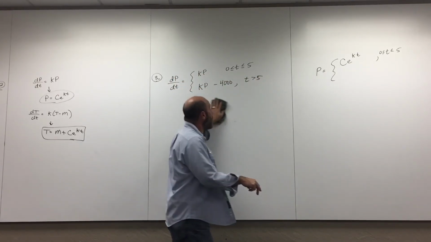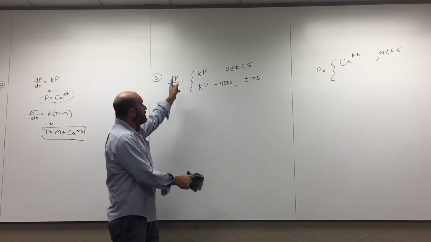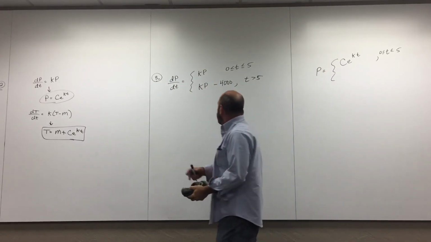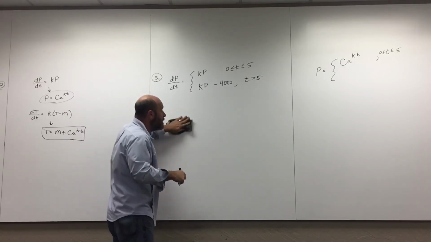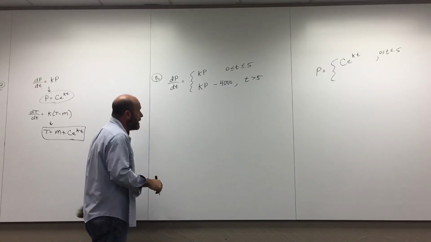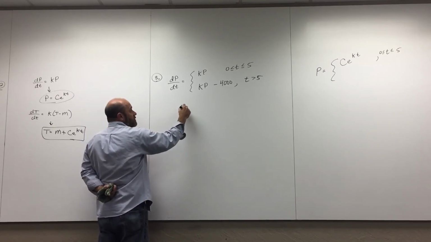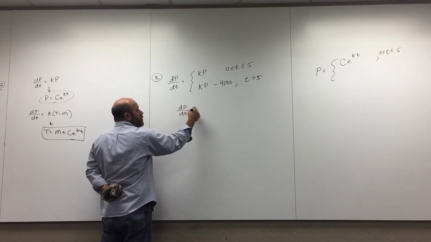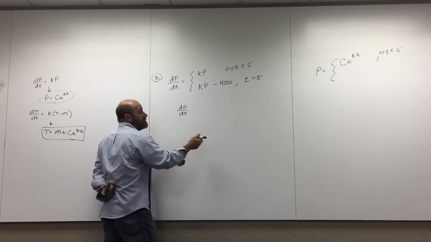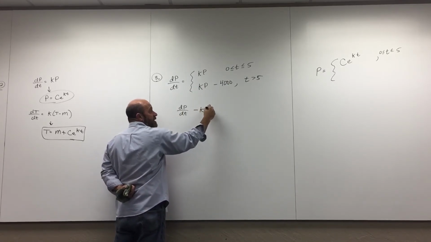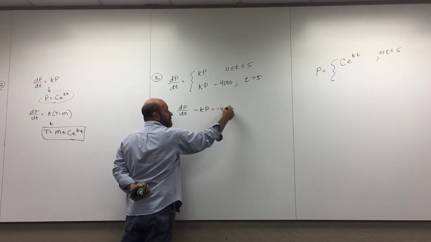So we have a piecewise differential equation. We already solved the top piece just because we know that's the answer. To solve this bottom piece, let's do it. It's a differential equation. dP/dt equals kP minus 4,000. You know what? I think I want to move the kP over. dP/dt minus kP equals negative 4,000.